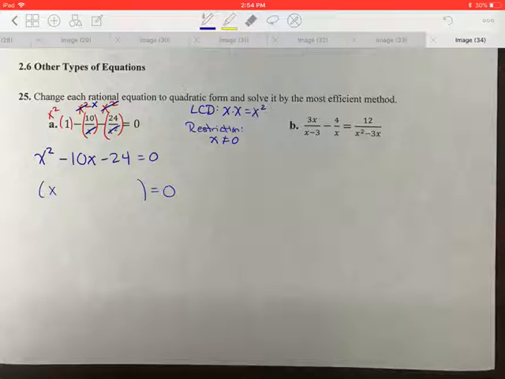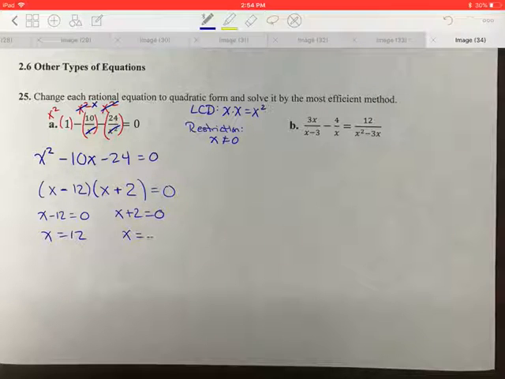Let me just erase all that. So instead of thinking 6 and 4, what about 12 and 2? If I do a negative 12 and a positive 2, that still gives me the negative 10, and it still multiplies to give me the negative 24. So now I'm factored. Now I'm ready to solve. I set each factor equal to 0, and I get a 12 and a negative 2. Neither one of those is my restriction of 0, so I get to keep them both. So I have two solutions.